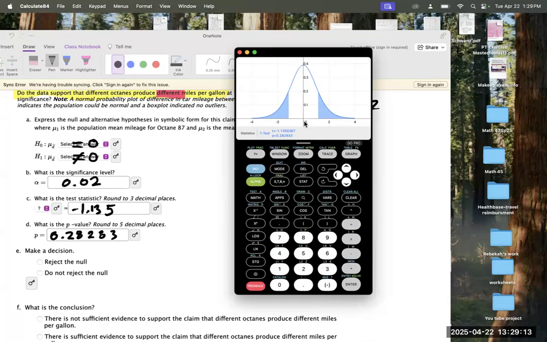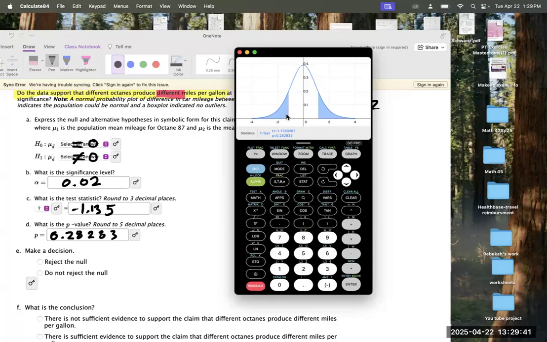This particular sample, the test statistic, is approximately the number of standard deviations below the mean, because it's negative. So that's where our test statistic is. And the area under the curve to the left of that is our p-value.